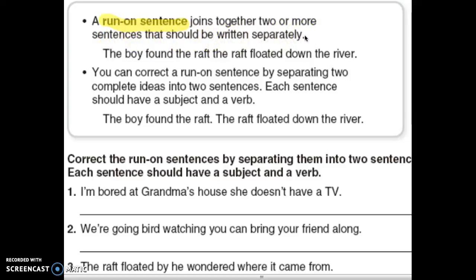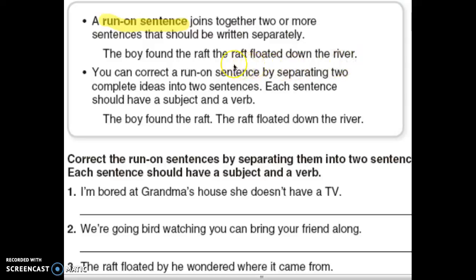Okay? So if you've got a sentence that's really long and should be written separately, meaning you need to add more punctuation in there, it's called a run-on because it just keeps going when it really needs to stop. Okay? So for example, here are two sentences put together that should be separated. The boy found the raft. The raft floated down the river.